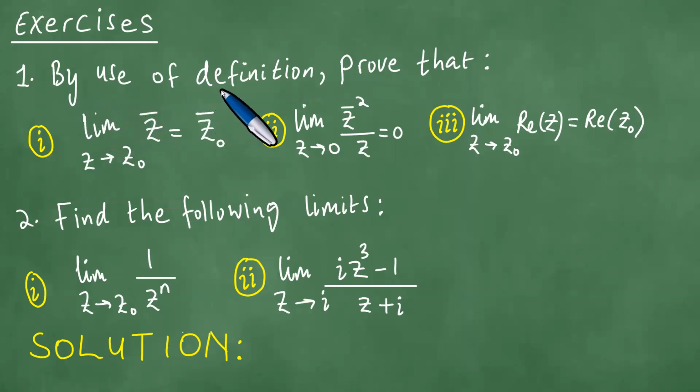Right, by the use of definition, prove that the limit of z bar as z approaches z0 is z0 bar. Second Roman figure, the limit as z tends to 0 of z bar squared divided by z equals 0. You need to use the definition to prove this and the rest of this.